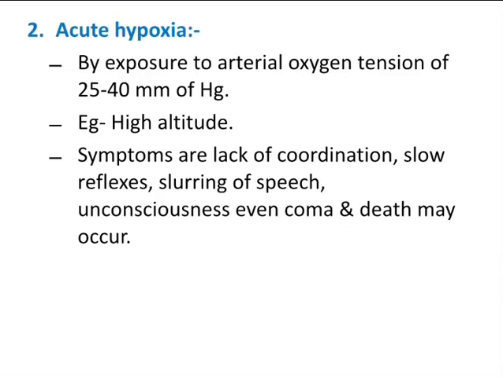Next is acute hypoxia. The meaning of acute is of short duration. So acute hypoxia develops when there is exposure to an arterial oxygen tension of between 25 to 40 millimeter of mercury. It usually happens at very high altitude. The symptoms here are lack of coordination, slow reflexes and slurring of speech, and the person may become unconscious, and even coma and death may occur.